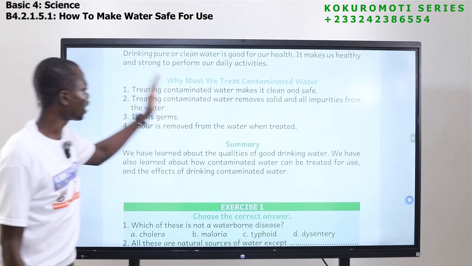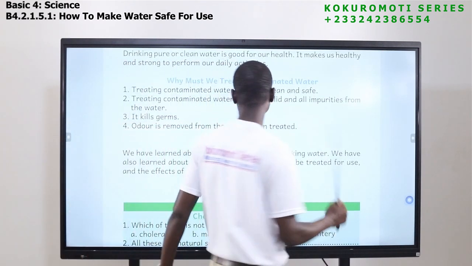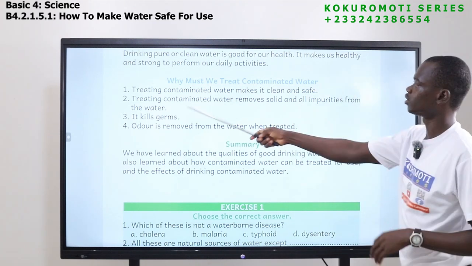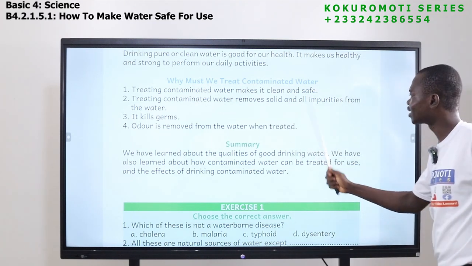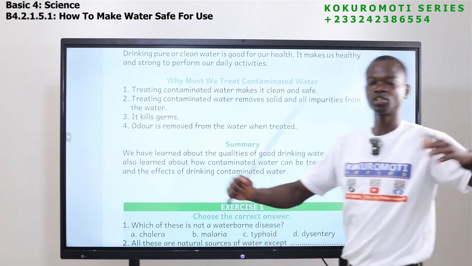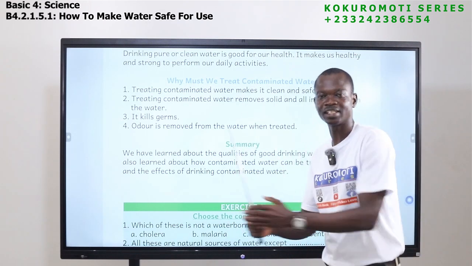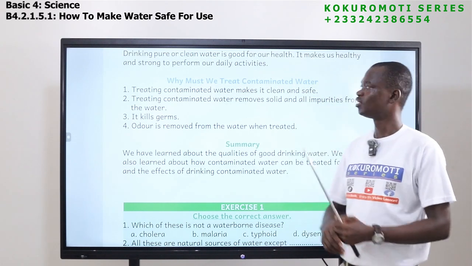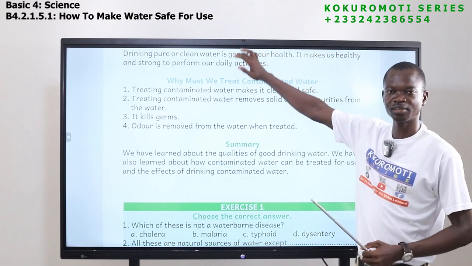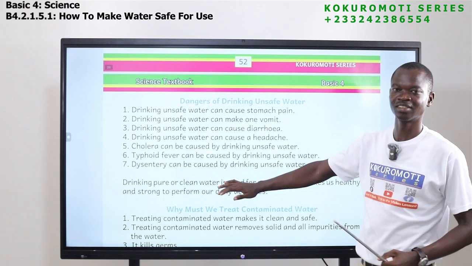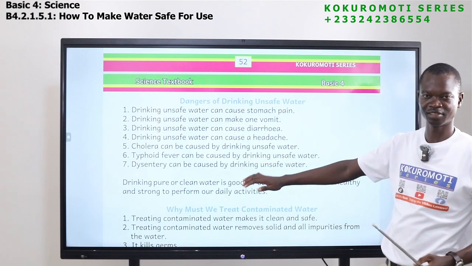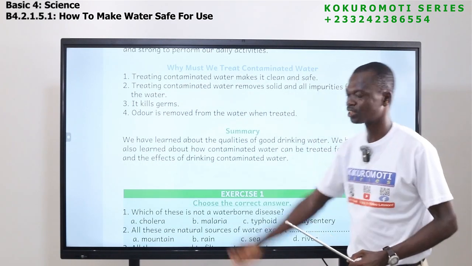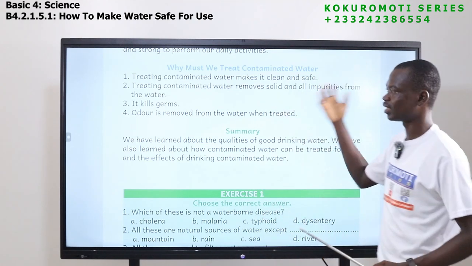Okay. Why must we treat contaminated water? So why must we treat contaminated water? One, treating contaminated water makes it clean and safe. So if you treat contaminated water, it becomes clean and safe. So if you use clean water, if you use safe water, we will not be victim to these things. We will not fall sick. We will not get these diseases. So we need to treat contaminated water so that the water becomes clean and safe.